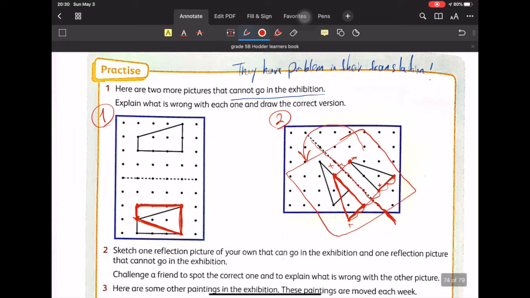But as you could see, in the one that is done by the book, if you fold it from this line, they're not going to overlay each other. They're not going to cover each other. So it absolutely is false. So this is the true form, the true transformation.